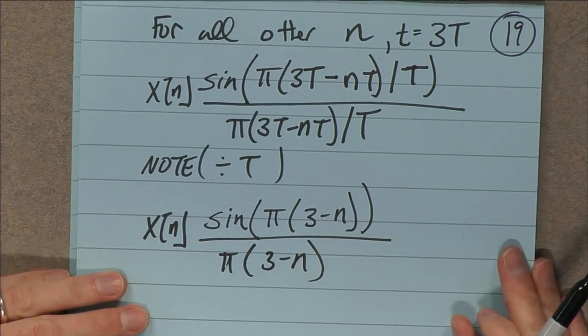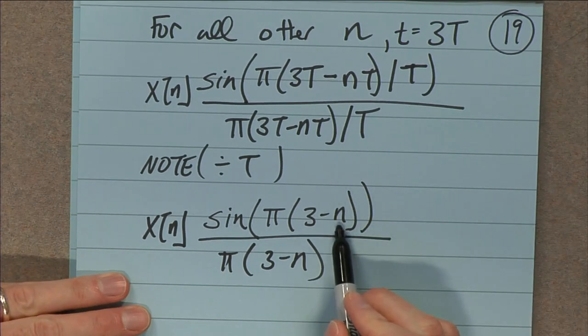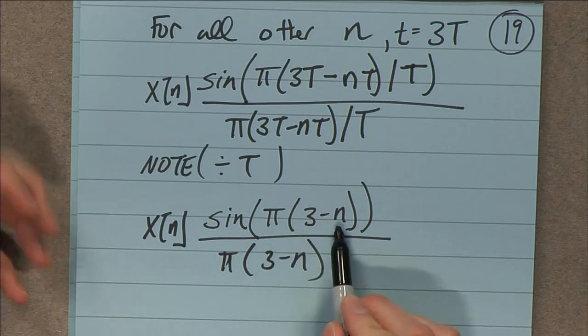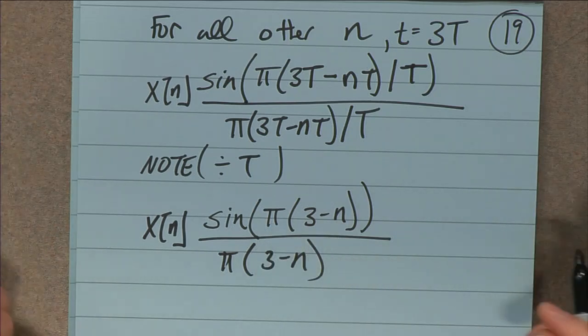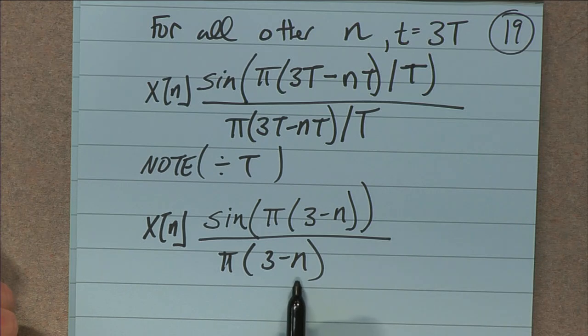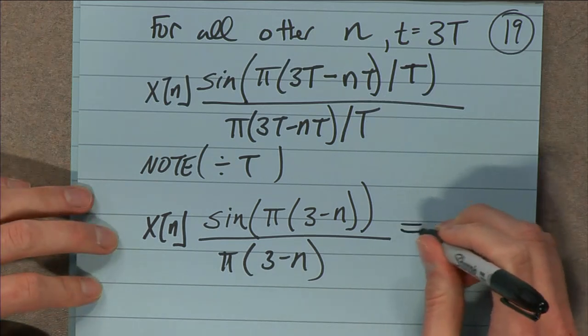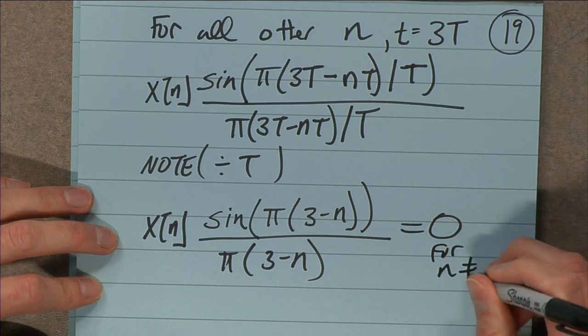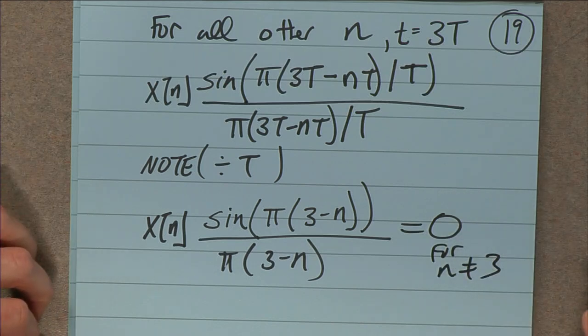Well, if you look at this closely, this is good news, right? Because it doesn't matter what n is, as long as it's an integer. Because 3 minus an integer is going to be another integer, and sine of pi times an integer is 0. And you could say, well, wait a second, what about when n equals 3? Well, we just did that case, right? Otherwise, we don't care. So this equals 0 for n not equal to 3.